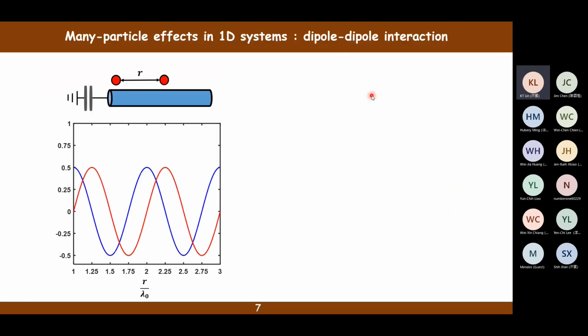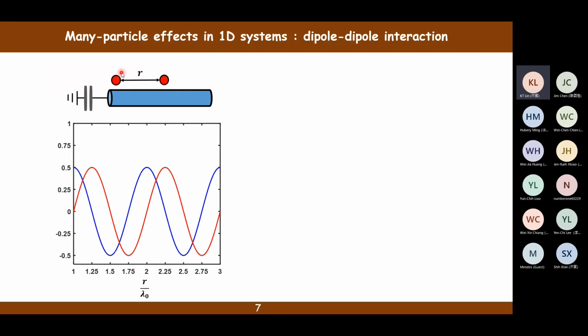Okay, there are many particle effects, but now I'm just going to show you one of them. It's called the dipole interaction. The simplest many-particle system is composed of two qubits, so here we consider the two-qubit case.